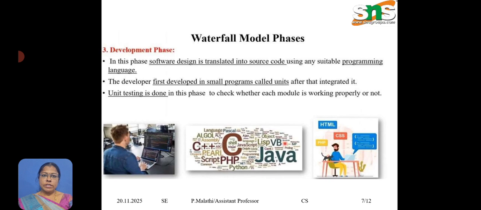And the next phase is the development phase. In this phase, the software design is translated into source code suitable for the programming language. The developer first develops small programs called units. Then they integrate them.